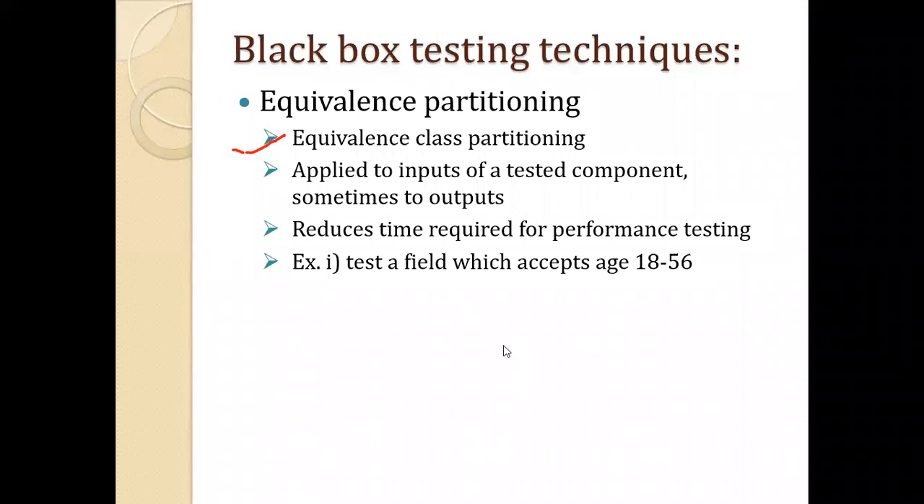Okay, so testing the field which accepts the age between 18 and 56. So you are writing some particular form, and in that, suppose the field say age is there, and that age field is accepting the age between these two numbers only. So how are you going to check this particular field?